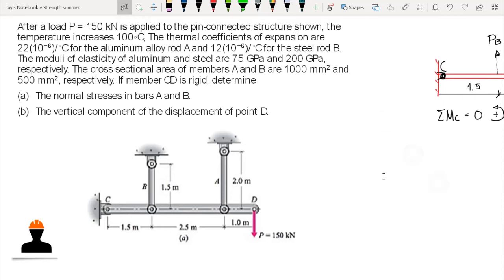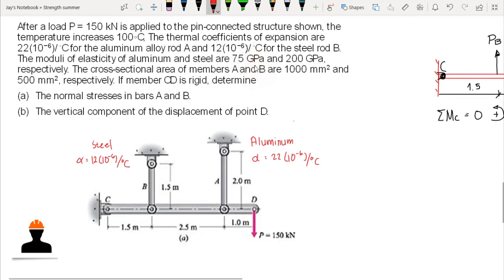So let's tabulate this one. Rod A, that's aluminum. The thermal coefficient of expansion, that is 22 times 10 raised to negative 6 per degree Celsius. And for steel rod B, this one is steel, the coefficient of thermal expansion is 12 times 10 raised to negative 6 per degree Celsius. And the modulus of elasticity of aluminum is 75 gigapascal. And for steel, of course, that is 200 gigapascal, respectively.